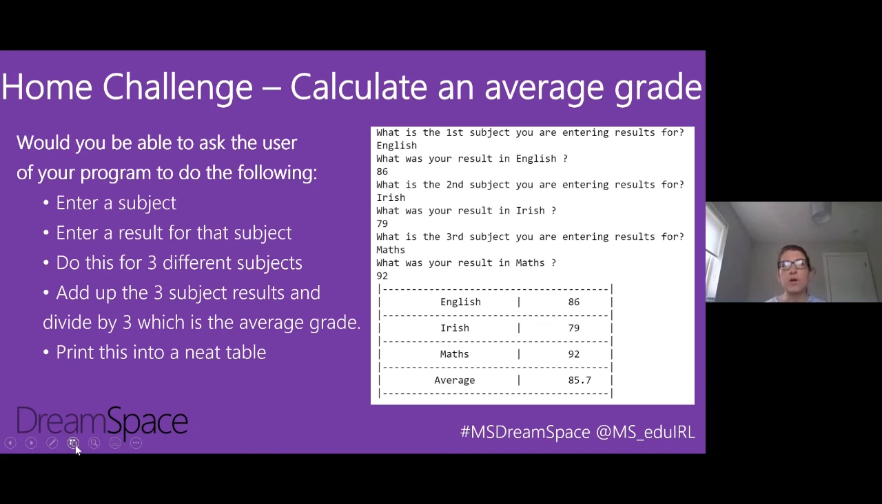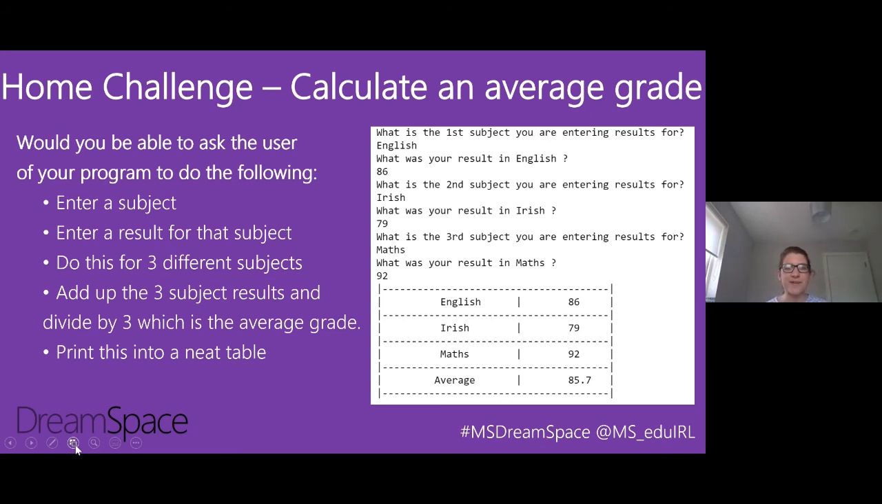So the first thing we want you to ask the user to do is enter the subject. For example, in Damien's picture example on the right, the subject was English. Then it was enter a result for that subject. So the next thing the user gets asked to do is to enter a result for the subject, and we enter our result. In that instance, in our example picture, it was 86. Well done, Damien, great result in English.